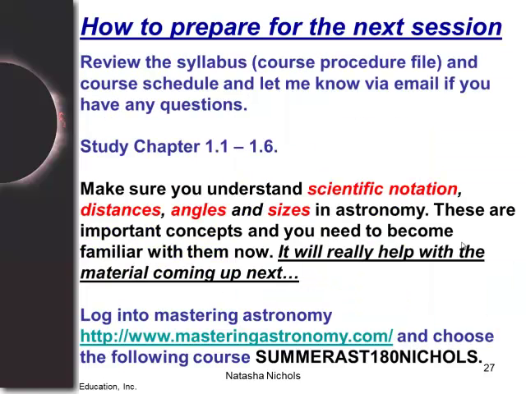This concludes our introduction to Chapter 1. We covered sections 1.1 through 1.6. Make sure when you're studying your book that you understand scientific notation, distances, angles, and sizes in astronomy. These are very important fundamental concepts, and you need to become familiar with them now.